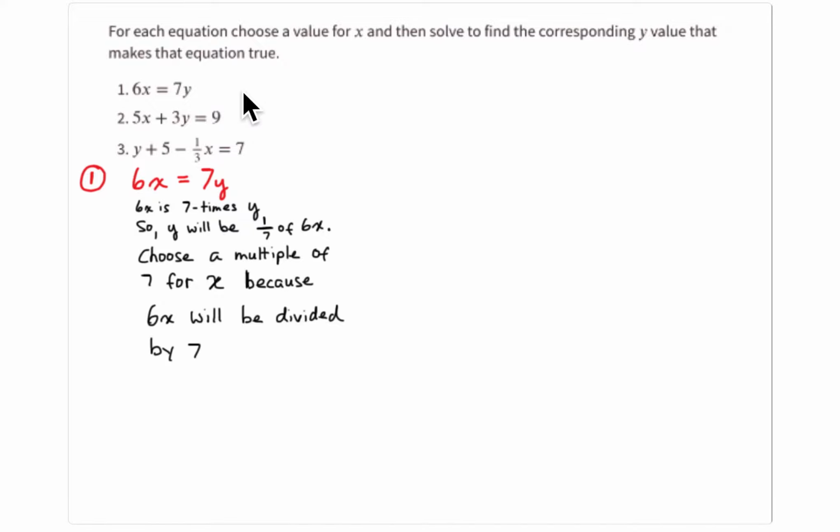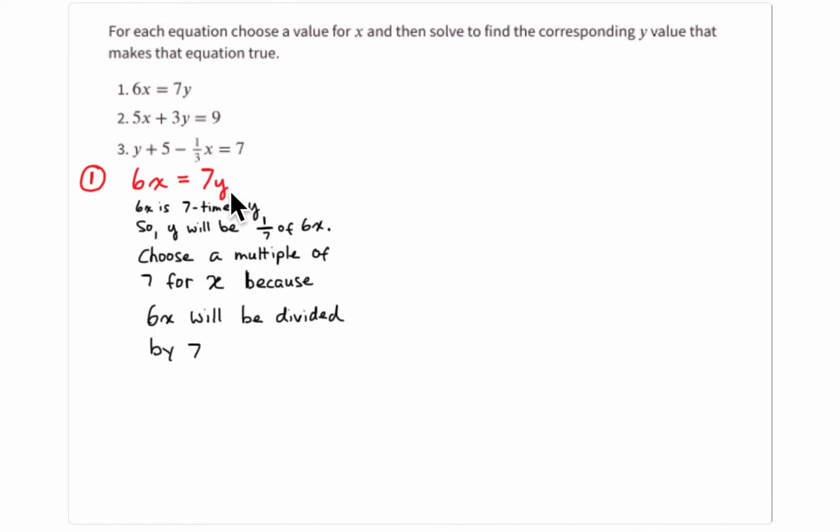So what we say is that it makes that equation true. In fact, 6 times whatever value you choose for x, and 7 times whatever value you get for y, will be equal to each other. All right, so for 6x equals 7y, 6x is 7 times y. So you look at this and just say it to yourself: 6x is equal to 7 times that value of y.